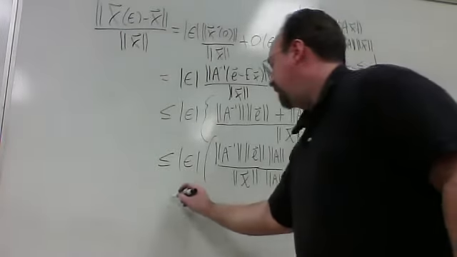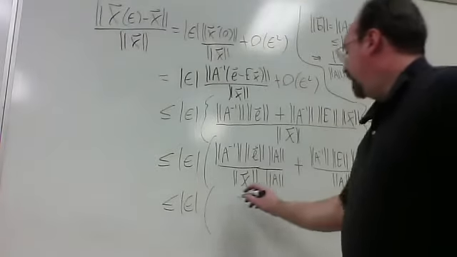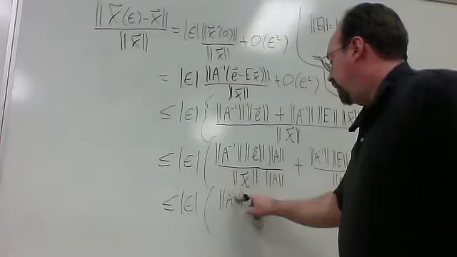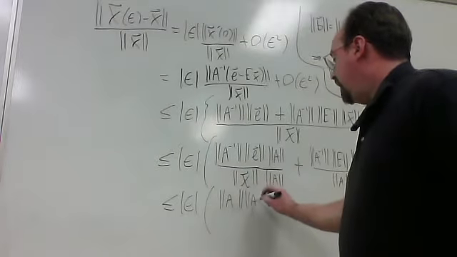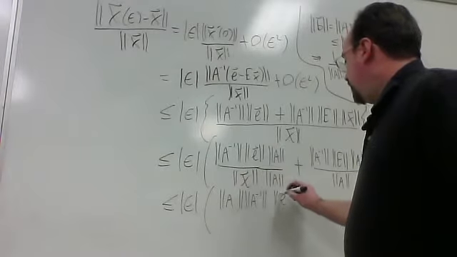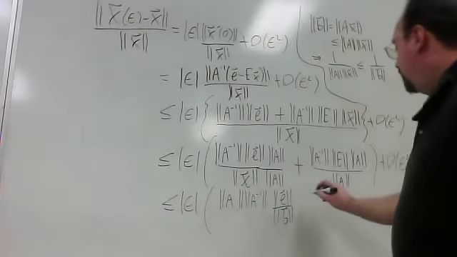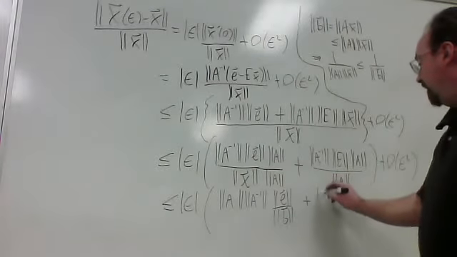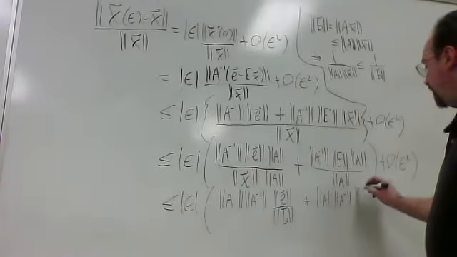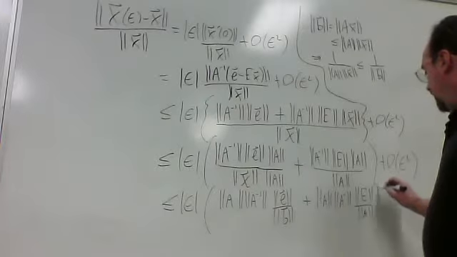So now what I get is this is less than or equal to epsilon, and I have norm of A inverse, norm of A inverse, norm of E over the norm of B plus norm of A inverse times the norm of big E divided by the norm of A.